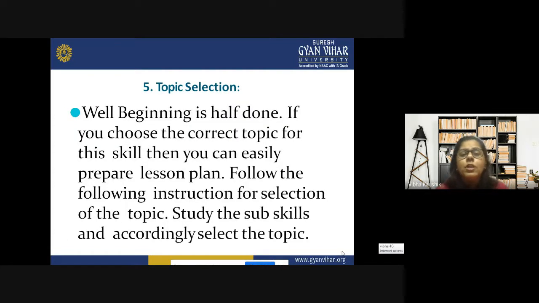Topic selection. Well begun is half done. If you choose the correct topic for this skill, then you can easily prepare the lesson plan. Means selection of the topic is very important.